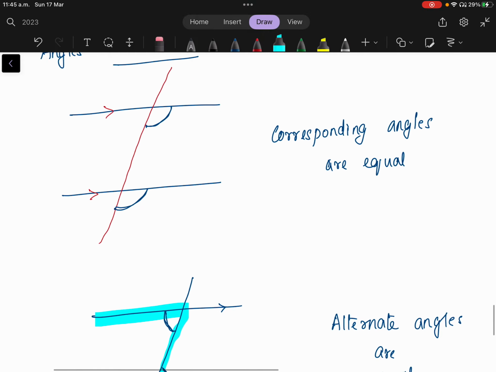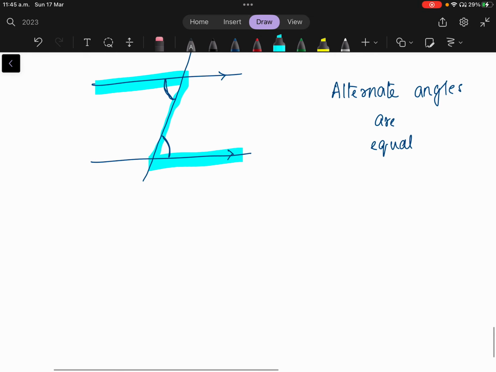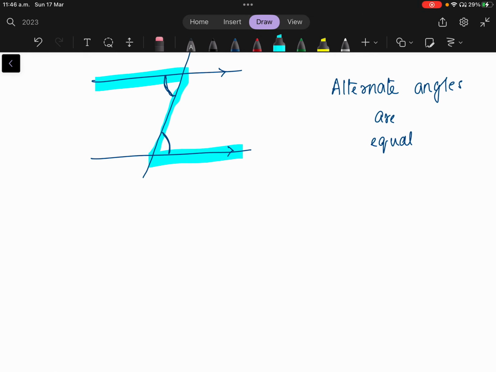Okay, I forgot to mention about corresponding angles. For corresponding angles, you can look for an F shape. So you have an F and those two angles are within that. For alternate angles, you can look for a Z shape. And also this angle and this angle are also alternate angles.